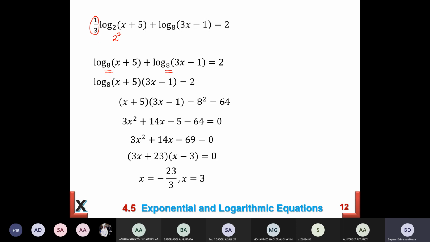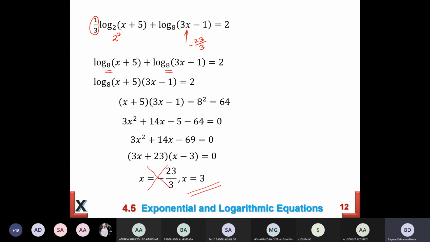And as you see in the original equation, Shabab, we cannot replace x with negative 23 over 3. Right? If you replace it with negative 23 over 3, then logarithm of negative numbers will be undefined, right? So negative 23 over 3 is rejected, but 3 is the only solution for this equation. All right, Shabab, is anything clear here?